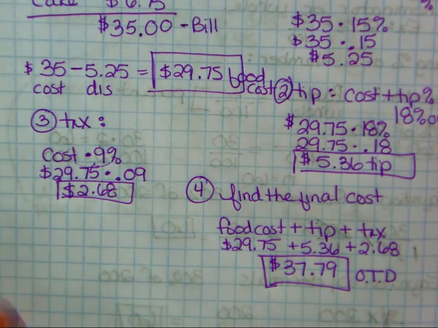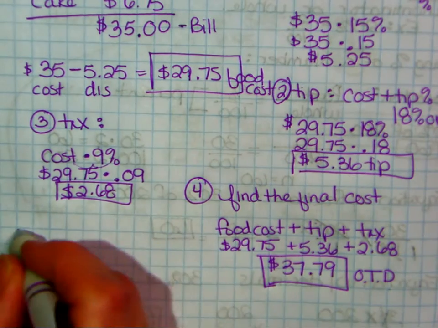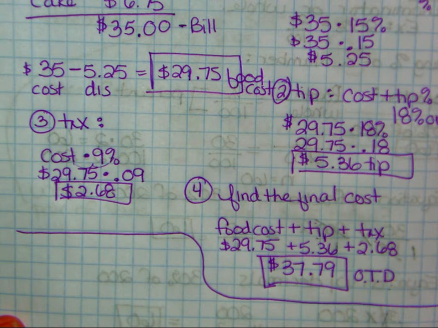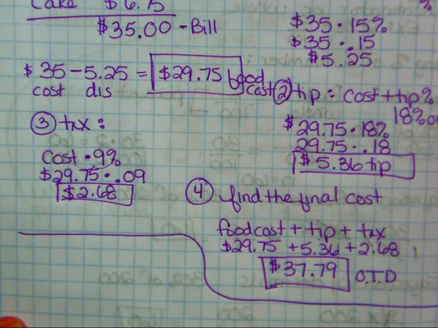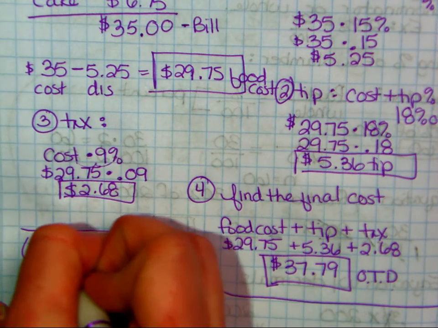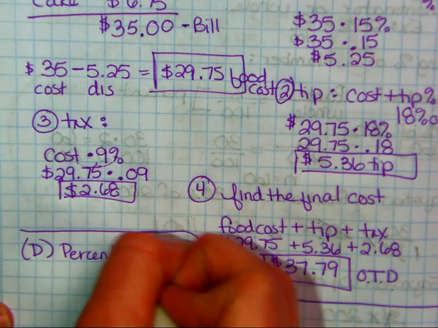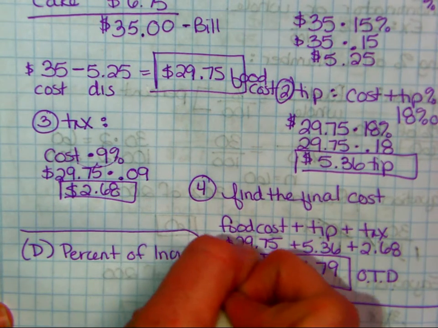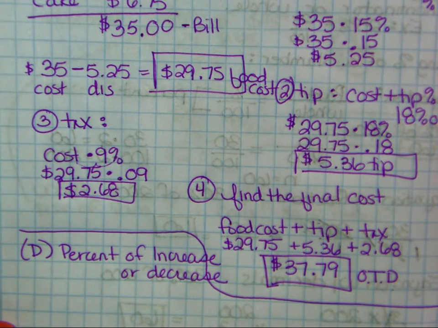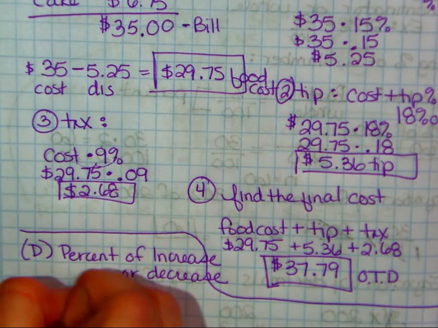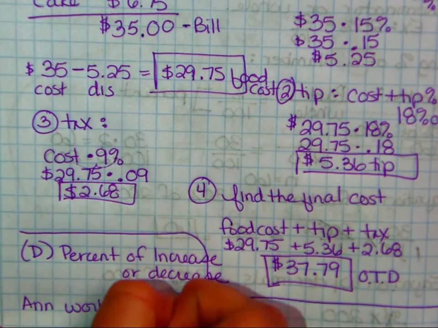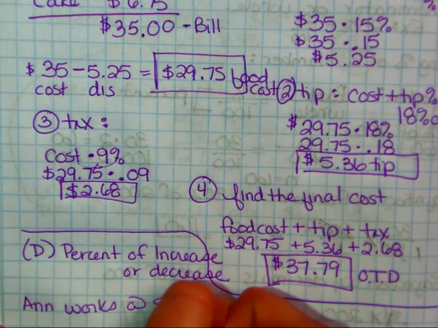Okay, final thing. Last thing I want you guys to know, and we have only a few minutes to do this, so I need you to really follow along with me, okay? Last concept, D. Percent of increase or decrease. Anne works at Stater Brothers, of course. I visit Stater Brothers a lot.